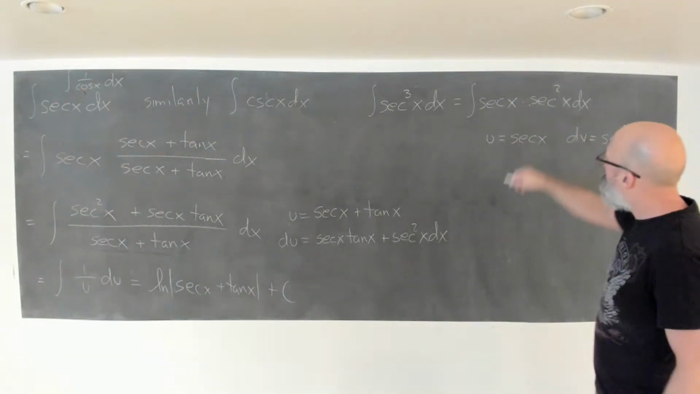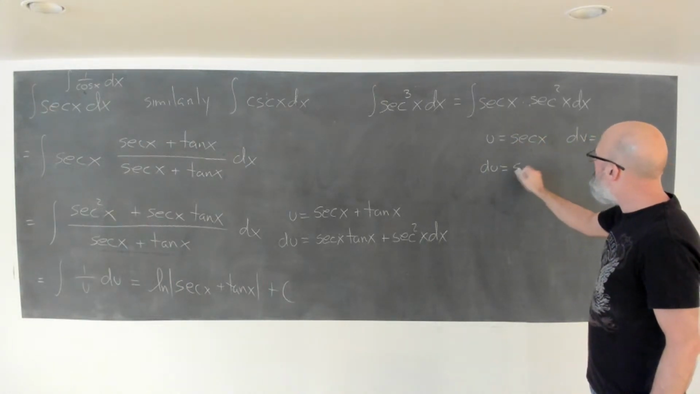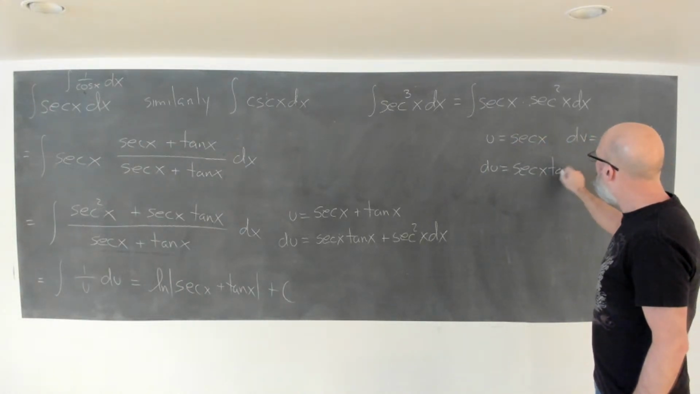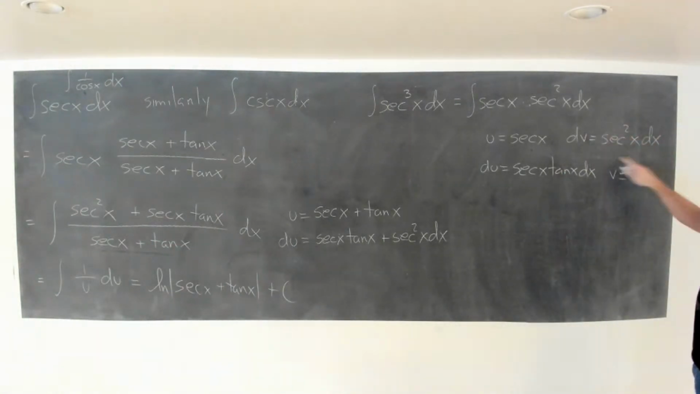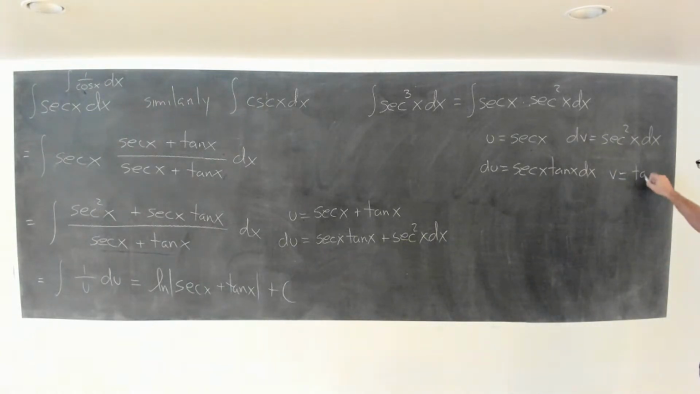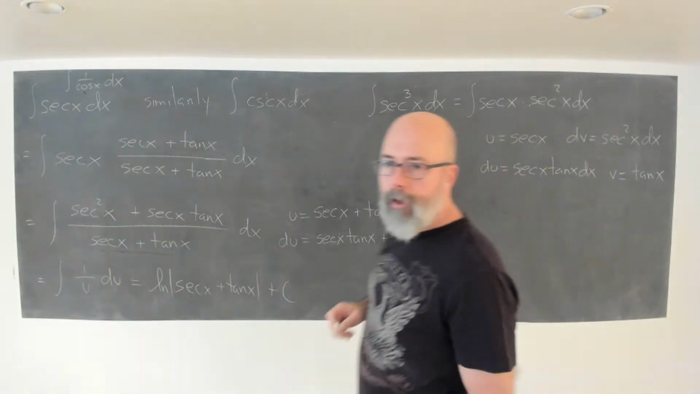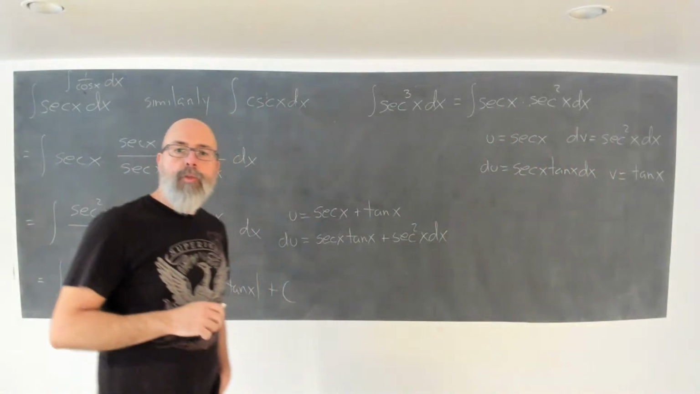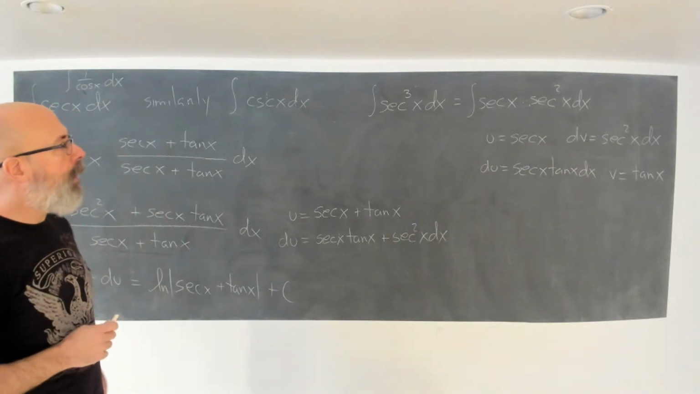Here, if we're doing integration by parts, du, the derivative of secant, is secant tan. And the antiderivative of secant squared, you know what that is. That is just tangent. Could you do a u sub for secant cubed? What would you suggest?